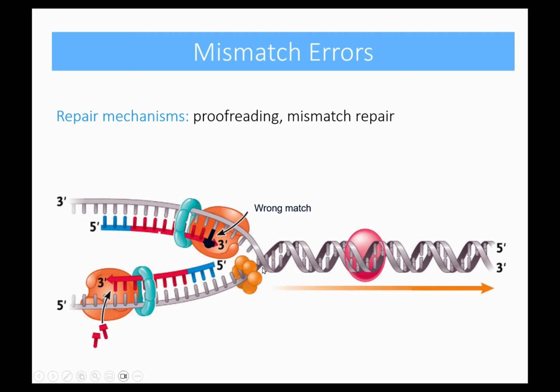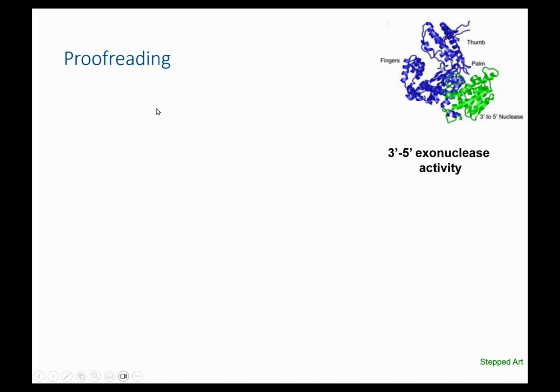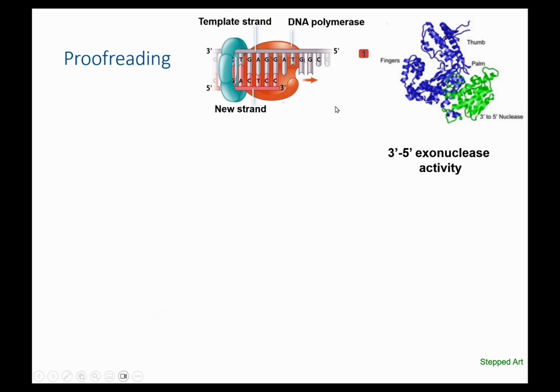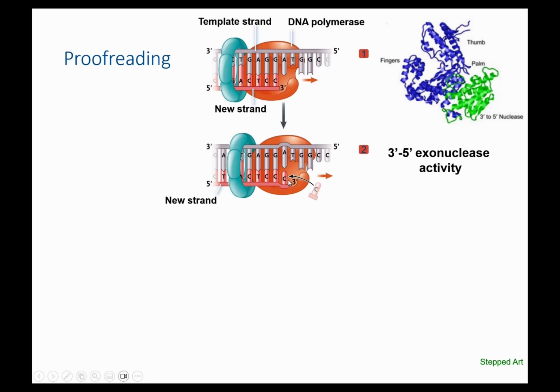So here is the replication fork with the DNA polymerase polymerizing, and it adds the wrong base. That's the wrong match. So here's what happens. The first way to fix that is through proofreading. As DNA is synthesizing, it encounters an A. It's supposed to put a T, but it accidentally puts a C. So that's a mismatch. This mismatch is sensed by polymerase itself. You can see the structural change. You can see the distortion in the backbone.